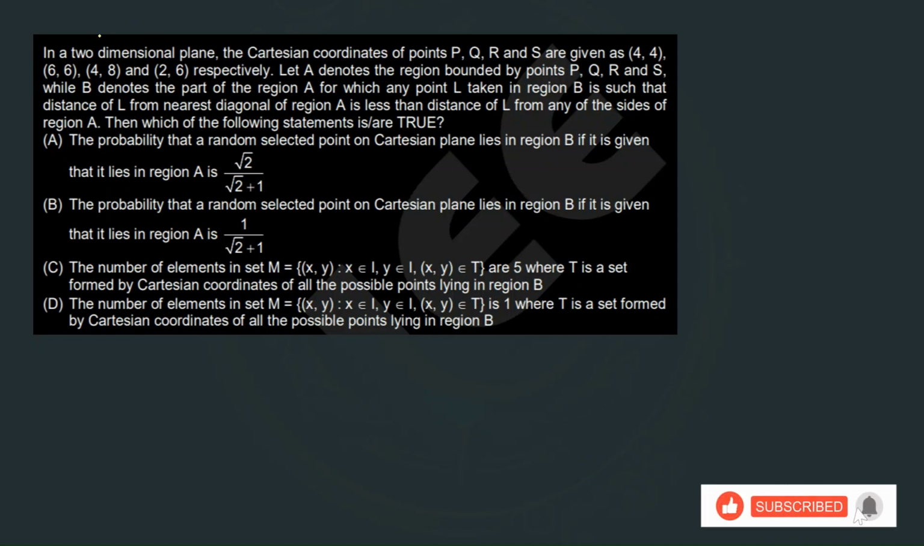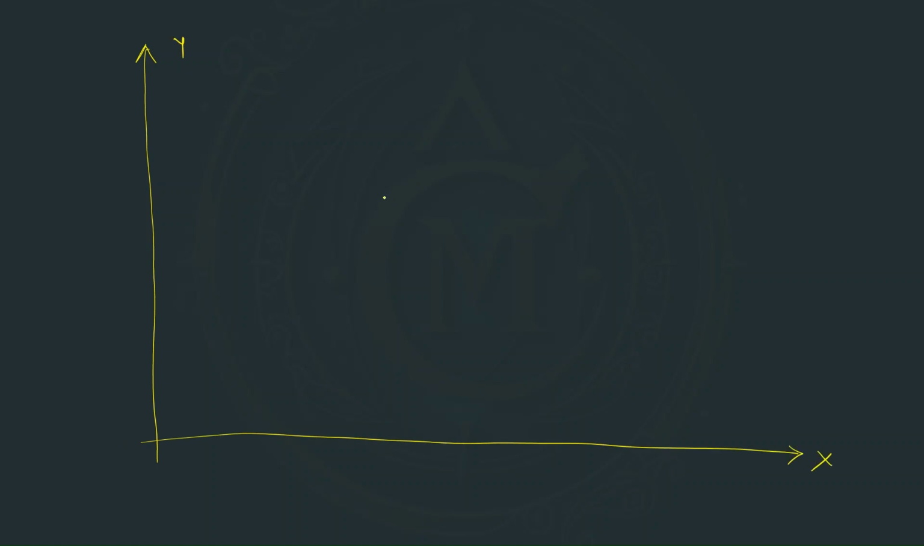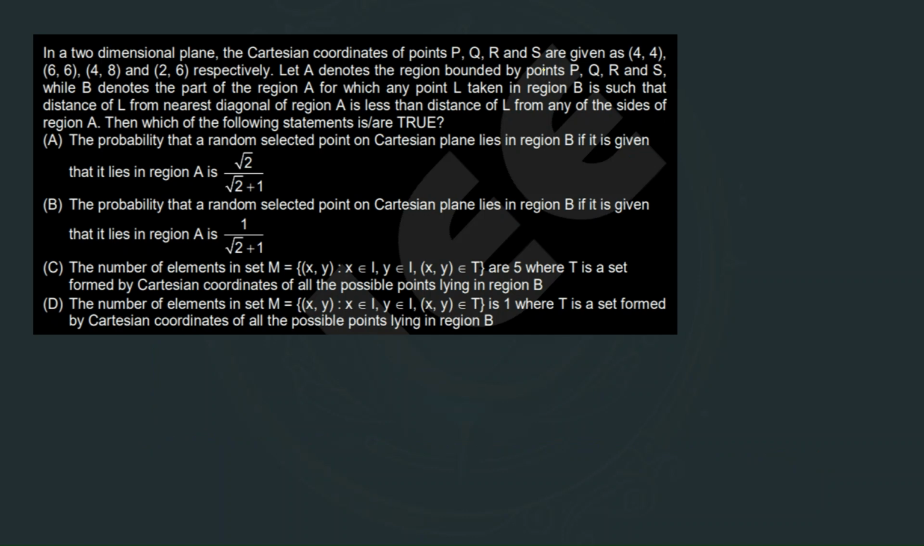It says, in a two-dimensional plane, the Cartesian coordinates of points P, Q, R, and S are given as (4, 4), (6, 6), (4, 8), and (2, 6) respectively. Okay, so let us understand the given situation by a diagram. So we are going to draw a diagram here. Let's say this is our axis, and PQRS are 4 points given to us: (4, 4), (6, 6), (4, 8) and (2, 6).